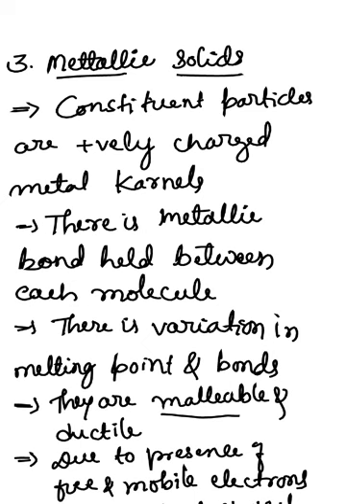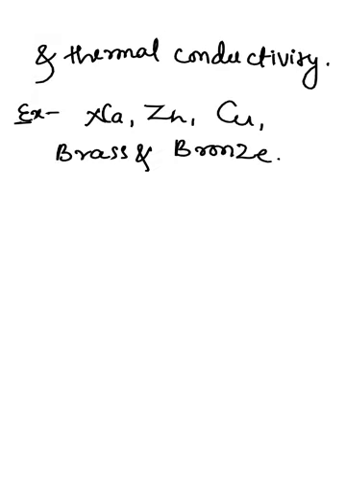When force is applied on the body, they convert it into thin sheets, and when hammered, they are converted into the form of wires. These two properties are called malleability and ductility. Between each molecule there is a metallic bond held, and these constituent particles are positively charged metal kernels. Due to the presence of free and mobile electrons, the high electrical and thermal conductivity exists. Sodium, zinc, copper, brass and bronze are some examples for these metallic solids.